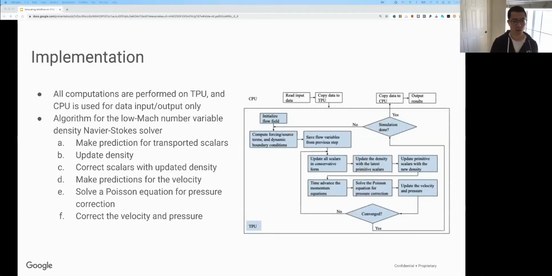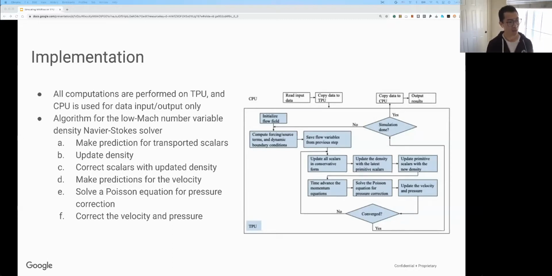One thing I'd like to point out here is that all the computations for the CFD framework are performed on the TPU. The CPU is only used to compile the graph and then distribute the graph, replicating it over all the TPU cores. It also serves as the data input and output. Other than that, all the computations are performed on the TPU only.